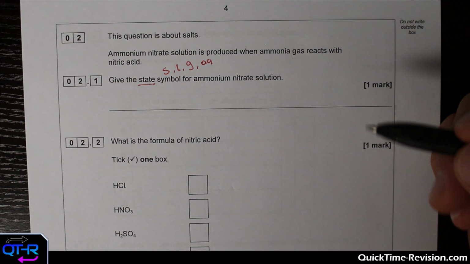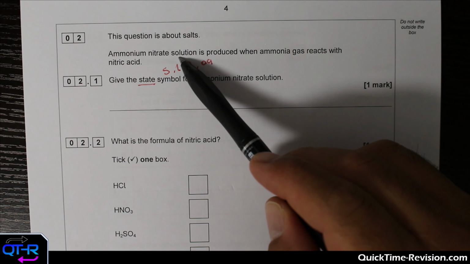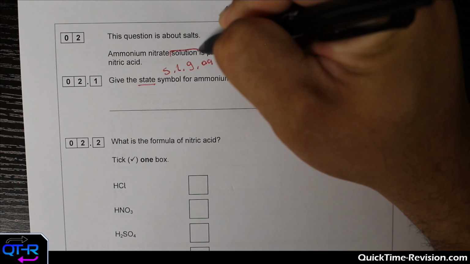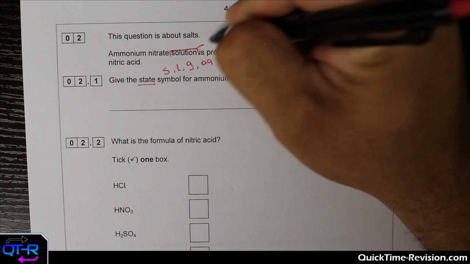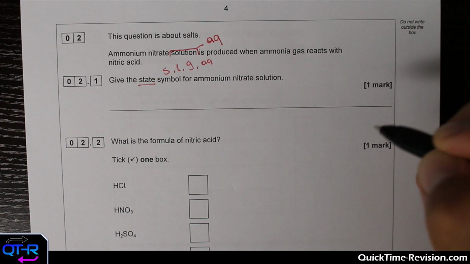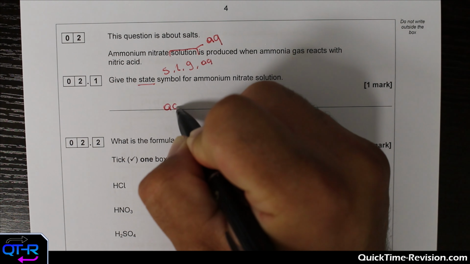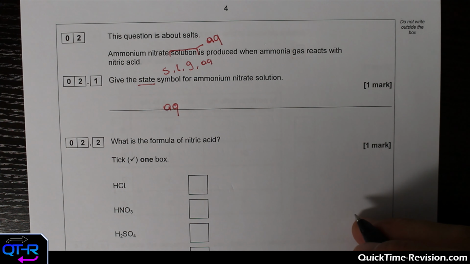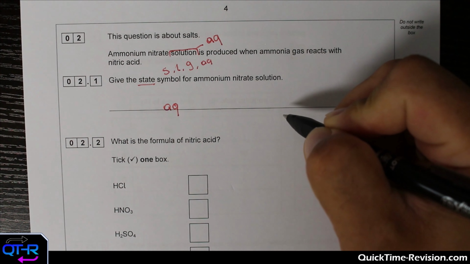Now, because it's telling you immediately the ammonium nitrate solution, as soon as you see solution, that means that something has dissolved in a liquid, and that would automatically make an aqueous solution. So your symbol here is going to be AQ, okay? There we go, and that will be one easy mark. Now, if you write down aqueous, you won't get the marks.